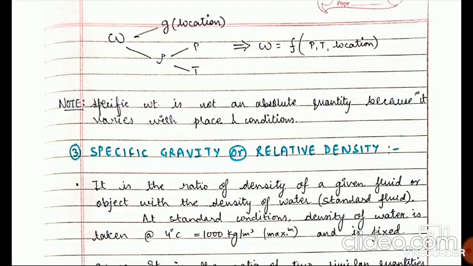It varies with the location because acceleration due to gravity varies radially from the center of the earth. And secondly, it varies with the pressure and temperature because rho also varies. So we can say that specific weight is a function of pressure, temperature and location. Therefore, it is not an absolute property.